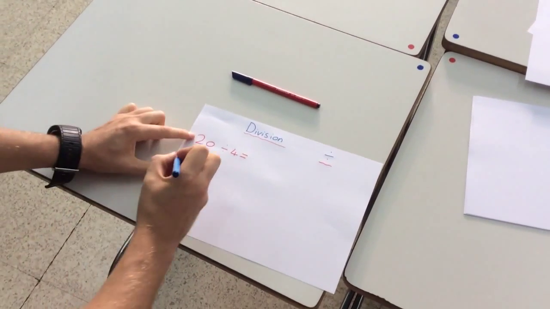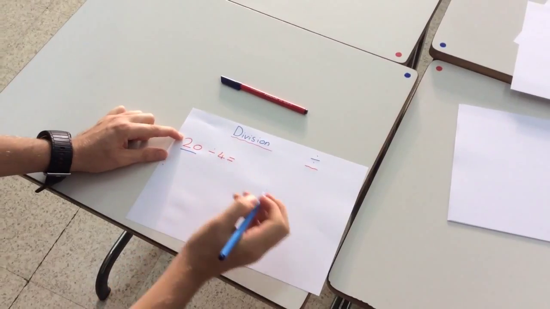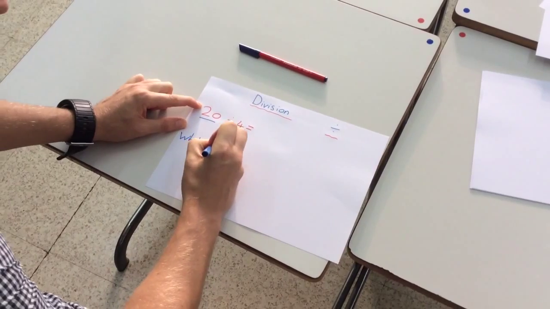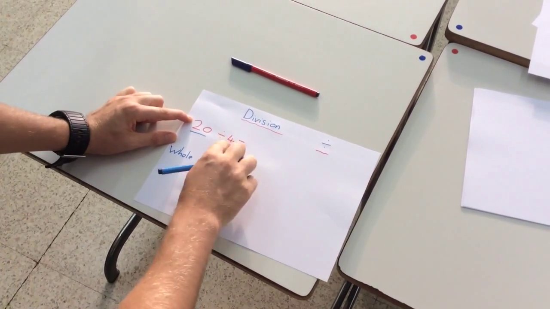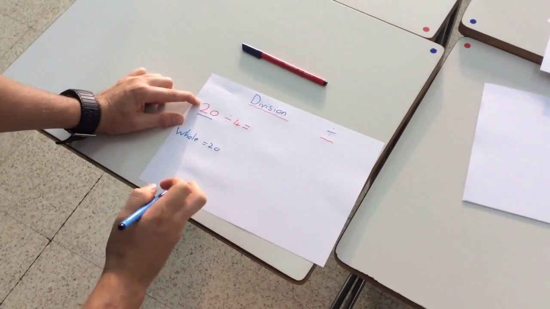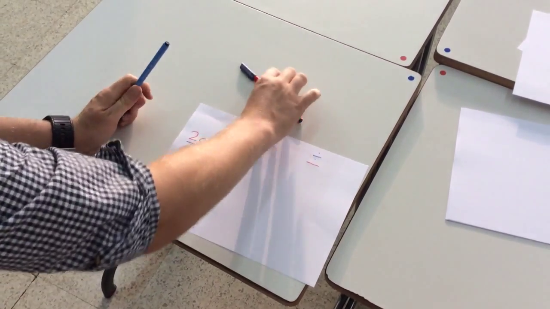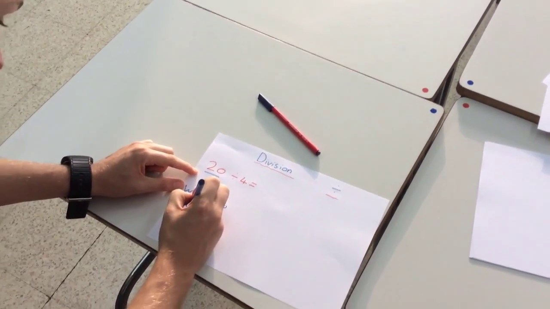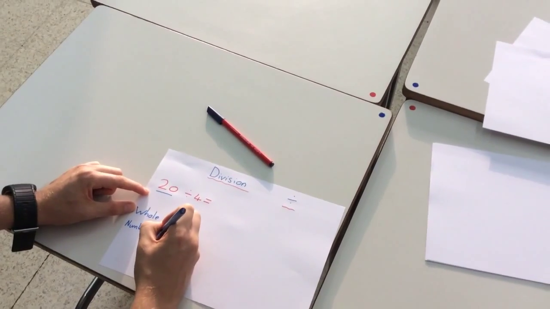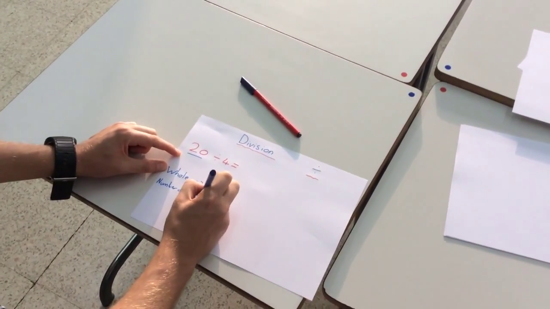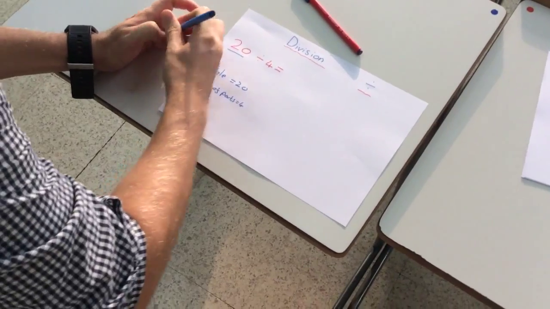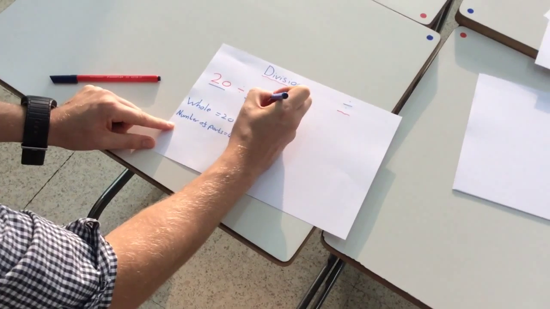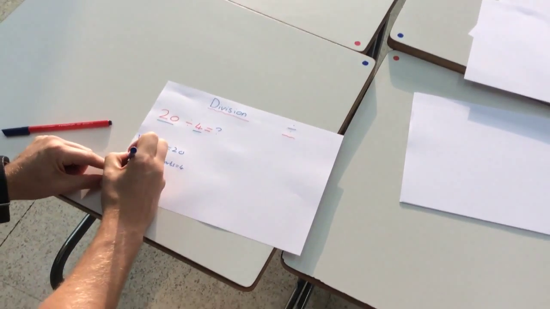So, division as sharing. My 20 is actually my whole. It's what I've got. Now, my number of parts, because I'm sharing, equals 4. And what one part is worth, we don't know yet. So I'm going to put parts.